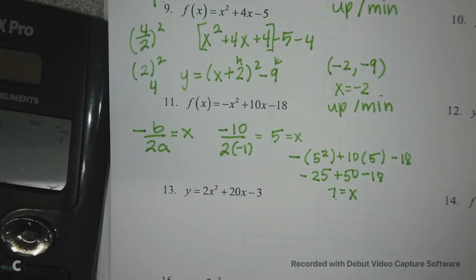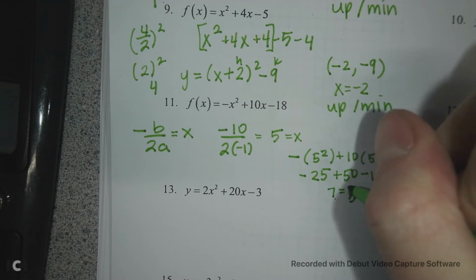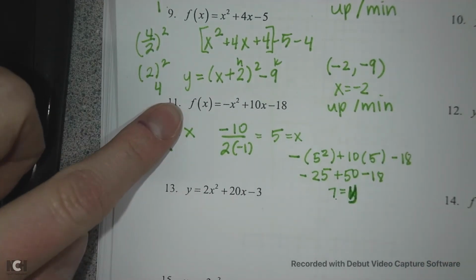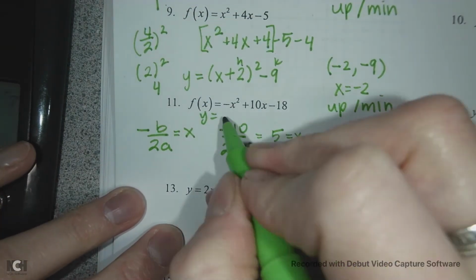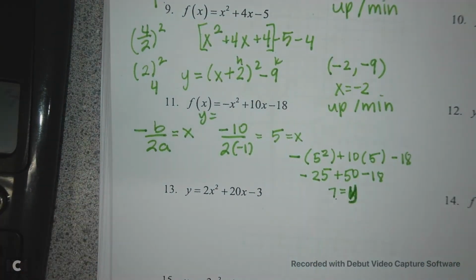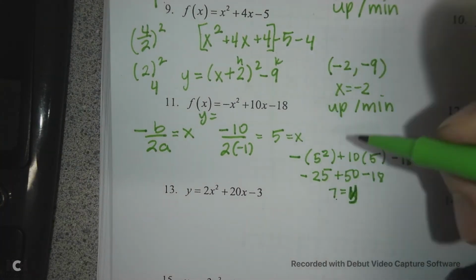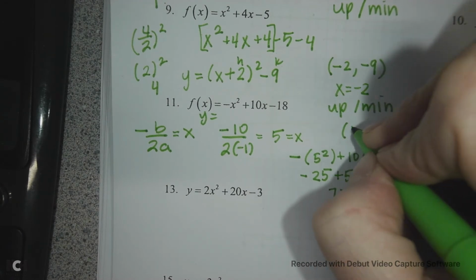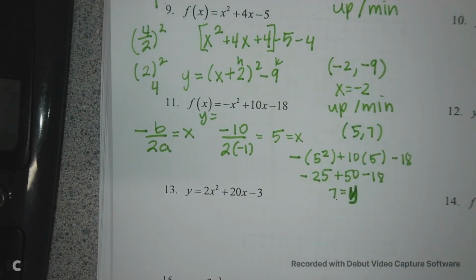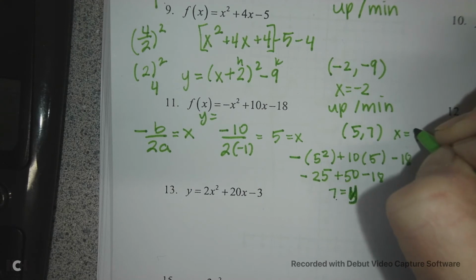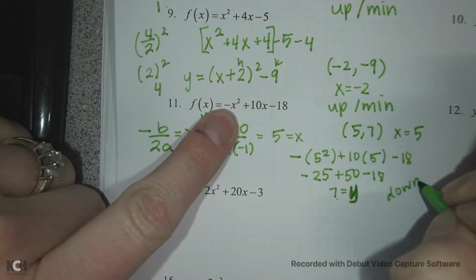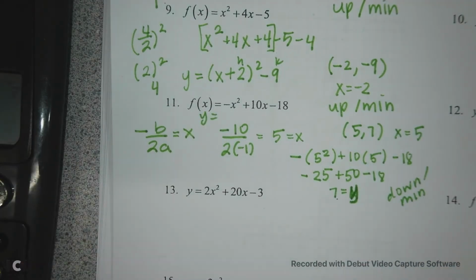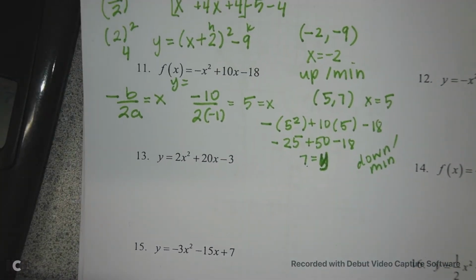So that is, oh, JK, what's your y value? Because the equation, f of x, is the same thing as y. So y equals whatever this business is. So y equals 7. Okay, so this actually becomes your vertex. We have an x value and a y value. So your vertex is at 5, 7. Your axis of symmetry is 5. And because this guy is negative, it's down and a min. Okay? All right, let's keep going.